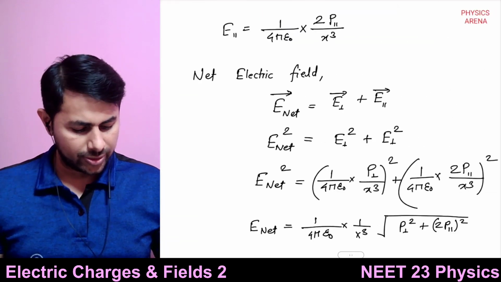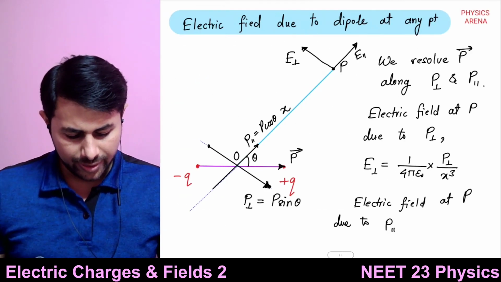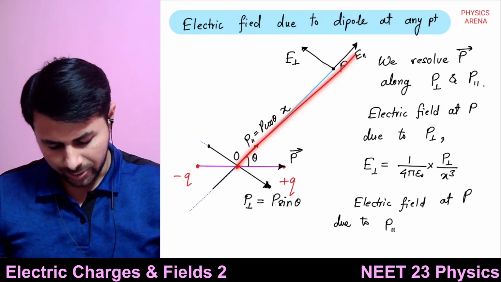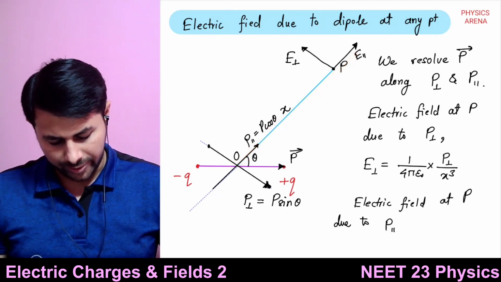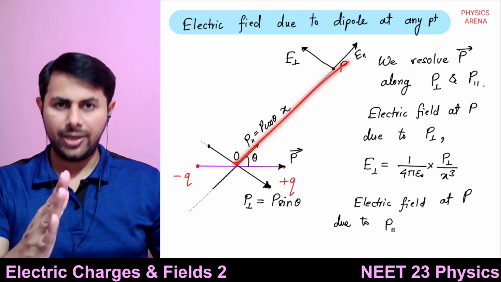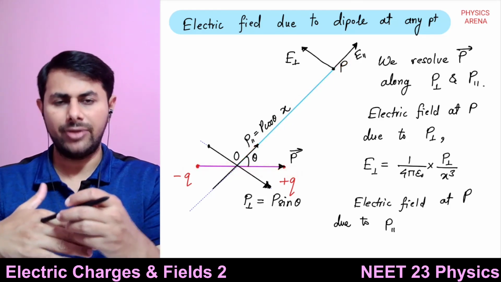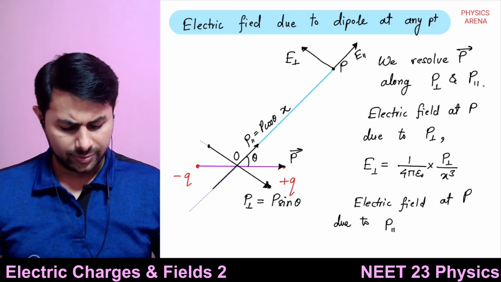So what is theta? Theta is angle between the line joining center of dipole to that point P, okay. So line OP and the dipole moment. It's the angle between them, okay.